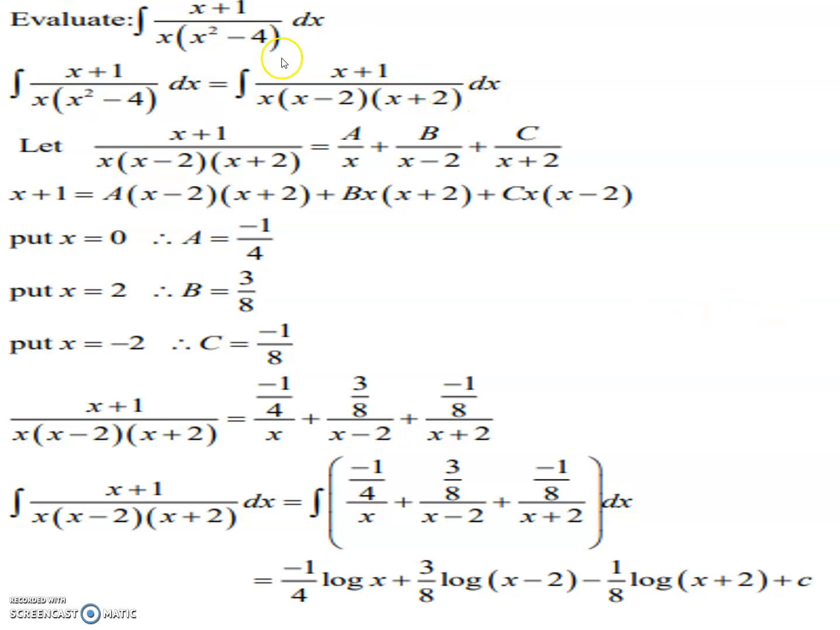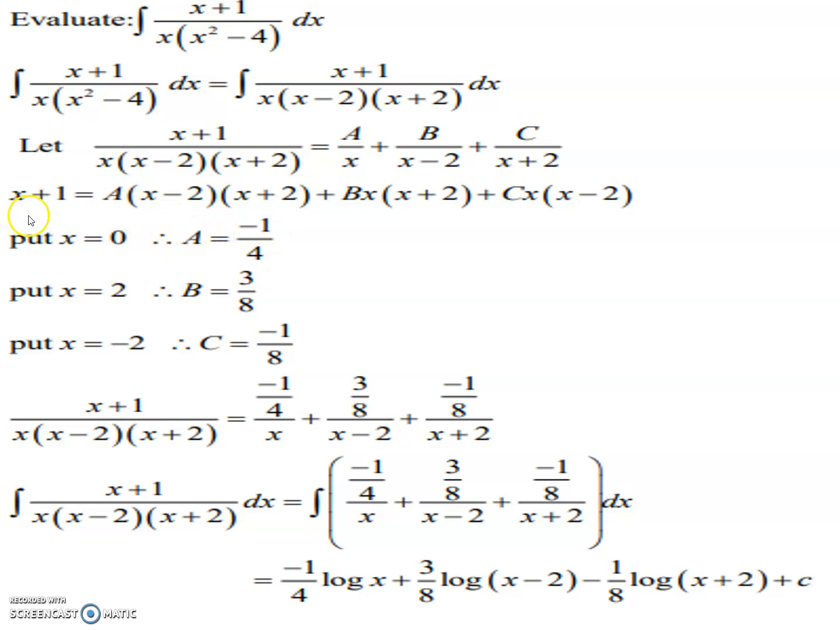So we have to know that (x + 1)/(x(x - 2)(x + 2)) = A/x + B/(x - 2) + C/(x + 2). So we have the LCM term. This is the LCM. For A, x is there, so x gets cancelled, leaving (x - 2)(x + 2). For B, the x - 2 gets cancelled, leaving x(x + 2). And to derive C, x + 2 and x + 2 get cancelled, leaving x(x - 2). So we have to use this method of cancellation in partial fractions.